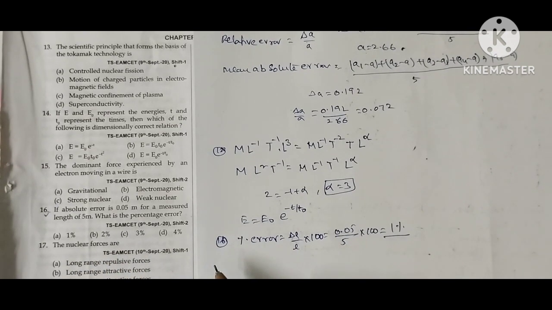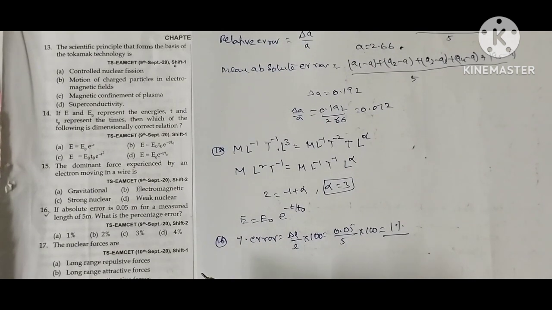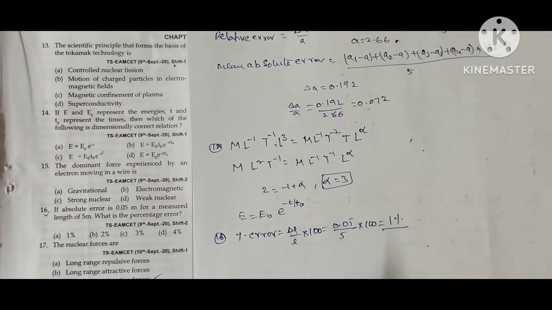Nuclear forces are dash. Many times they will ask this, so you had better know the values. We already discussed nuclear force: strong nuclear, weak nuclear, electromagnetic force and gravitational force. Among them, for the 17th, what is the answer? The nuclear forces are short range forces and also attractive forces. Short range attractive is the answer. Next, the 18th one is similar to this one; previously we did the same type of problems. Go through this.